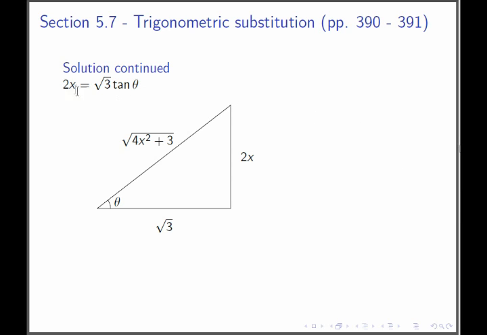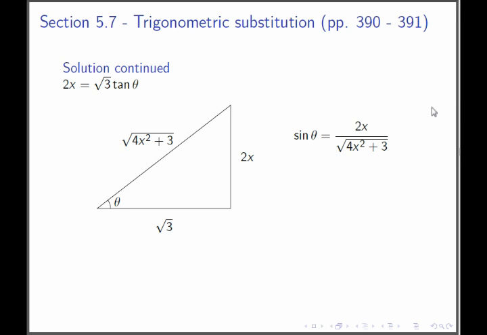If we write 2x equals square root of 3 tangent theta, that's the same as saying tangent theta is 2x over square root 3. On the other hand, tangent theta is opposite over adjacent. So 2x over square root 3, and then this hypotenuse is determined again by the Pythagorean theorem. This squared plus this squared is supposed to equal this squared, and so this side must end up being square root of 4x squared plus 3.